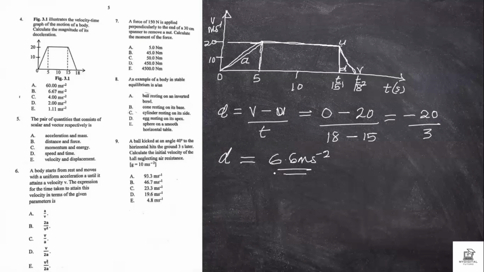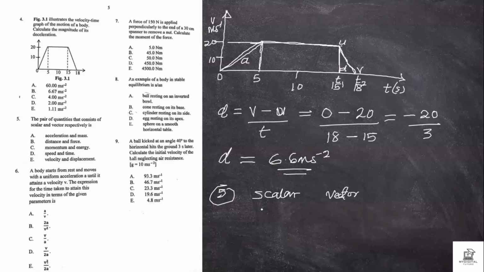Are we together? Okay. So the next question is question 5. Question 5 says, the pair of quantities that consist of scalar and vector respectively is A, acceleration and mass, B, distance and force, C, momentum and energy, D, speed and time, E, velocity and displacement. This type of question, you have to be careful. They said scalar and vector respectively, meaning that scalar will come first, then vector second.